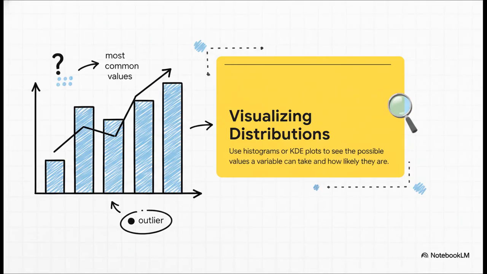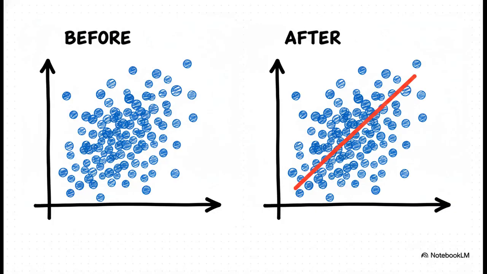And finally, we can look at distributions. This is all about understanding the shape of our data. What are the most common values? Are there any weird outliers? A histogram gives you a super quick and clear picture of the whole landscape. Okay, now check this out. On the left, you've got your standard scatter plot, right? It's just a cloud of dots. But on the right, with one little Seaborn command, we've added a regression line. That line is like a visual summary of the trend, and it instantly makes the relationship between these two variables crystal clear.